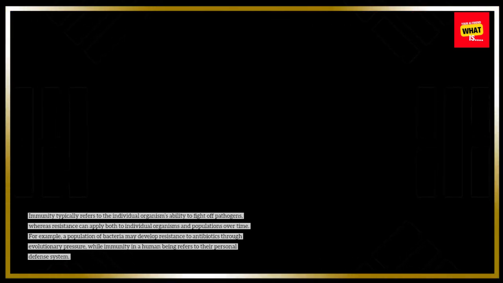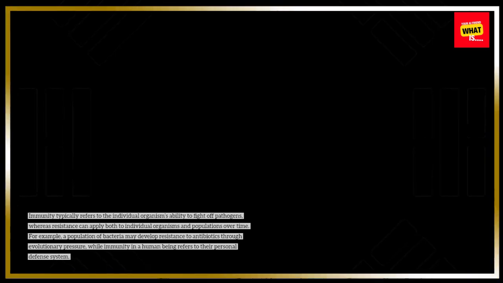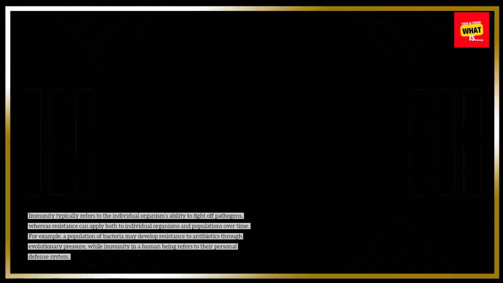Immunity versus resistance in evolution. Immunity typically refers to the individual organism's ability to fight off pathogens, whereas resistance can apply both to individual organisms and populations over time. For example, a population of bacteria may develop resistance to antibiotics through evolutionary pressure, while immunity in a human being refers to their personal defense system.